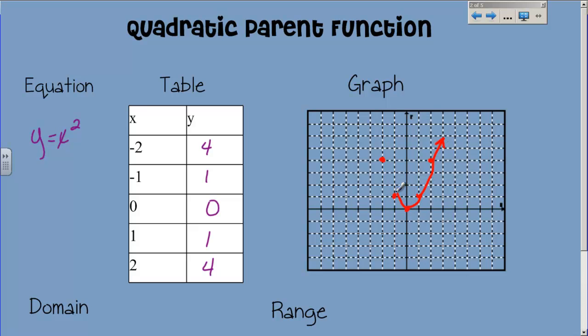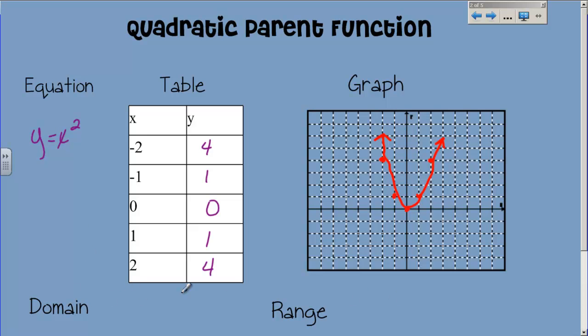It is a parabola, of course, because they are all parabolas at this point, whose vertex is at the origin, right there at 0, 0, and the axis of symmetry, or the line of symmetry, is the y-axis. So that's what makes it the parent function. It's got to have a vertex at the origin, and the y-axis is your axis of symmetry.